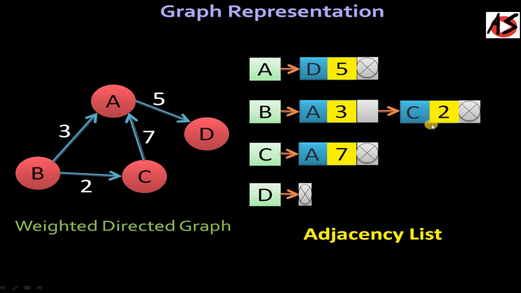Now for the C vertex, you have a connection from C to A and the weight is 7. So here you can see C is connected with A and in the data part you have 7. Since D is not connected to any node in this directed graph, here you will take D pointing to null. So this is all about graph representation.